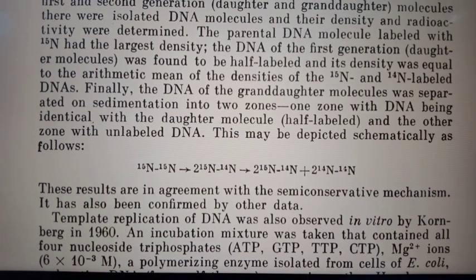The parental DNA molecules labeled with the N15 had the largest density. The DNA of the first generation was found to be half labeled, and its density was equal to the arithmetic mean of the density of the N15 and N14 labeled DNAs. Finally, the DNA of the granddaughter molecules was separated on the sedimentation into two zones: one zone with DNA identical with the daughter molecules and the other zone with unlabeled DNA.